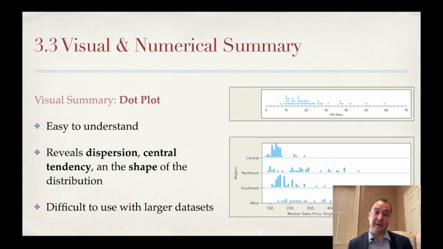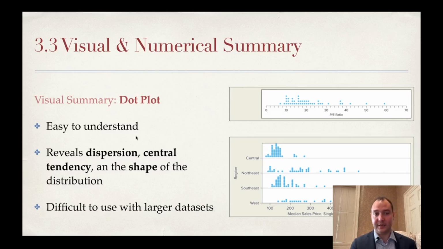A dot plot is also useful to see each individual in our data set. Each dot represents one individual, usually, and it's easy to understand. You can understand each individual observation that's being measured. Here we have PE ratios, so each dot would represent a company. Down here we have single family homes, so each dot would represent a single family home.